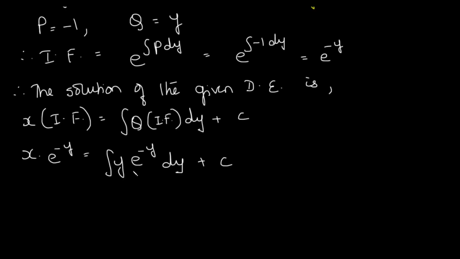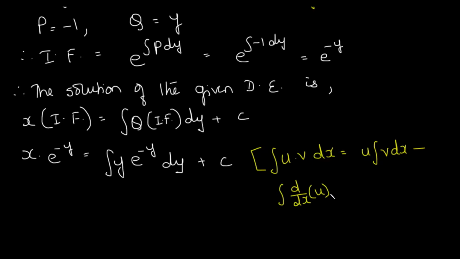Now you see that there are two terms on the RHS. So on the RHS, we use this particular formula, that is integral u into v dx is equal to u integral v dx minus integral of d by dx of u into integral v dx, into dx. This is the formula for integration of products, so this is what we are going to use over here.